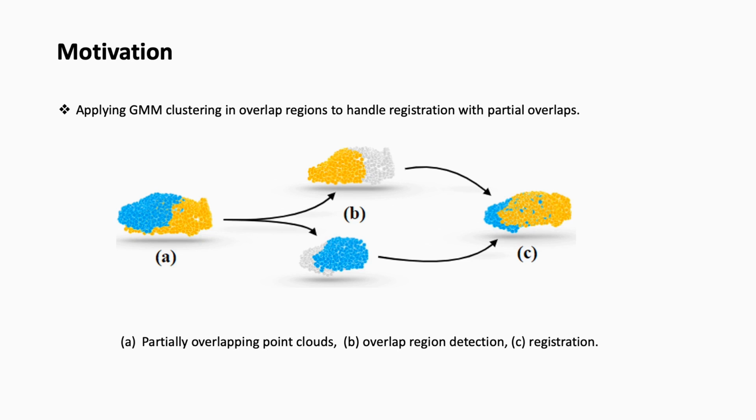Given input partial point clouds, our method detects (b) the overlap regions that are then used for the estimation of (c) the transformation that aligns the 2 point clouds. The non-overlap regions in (b) are shown in gray.